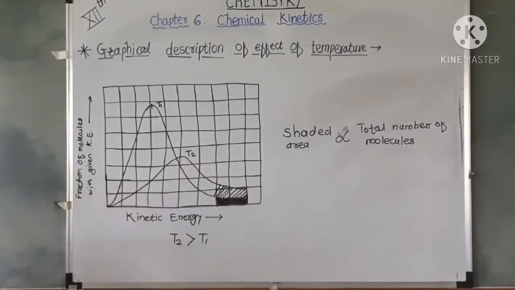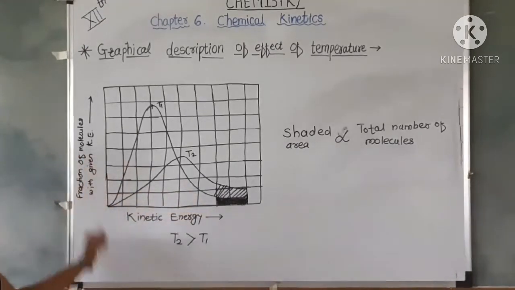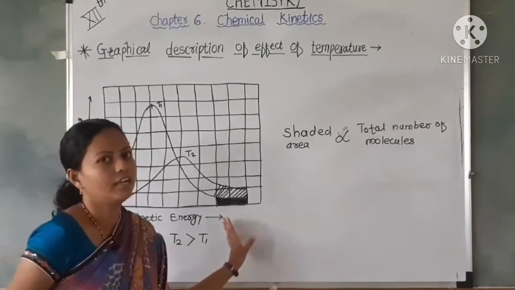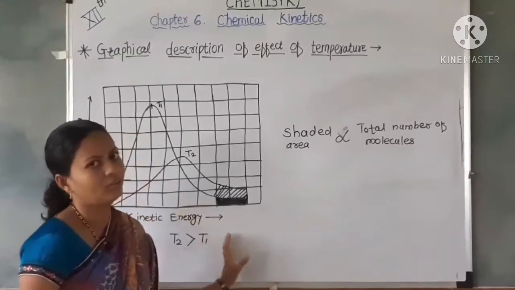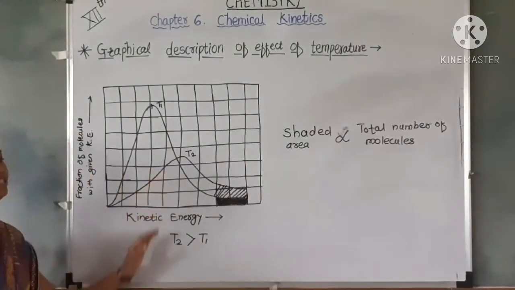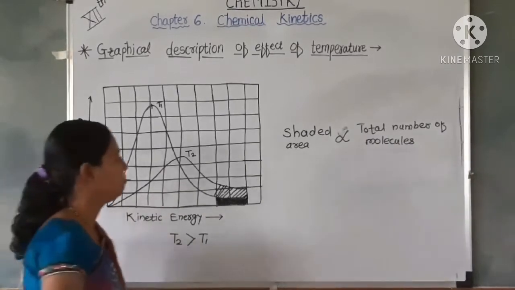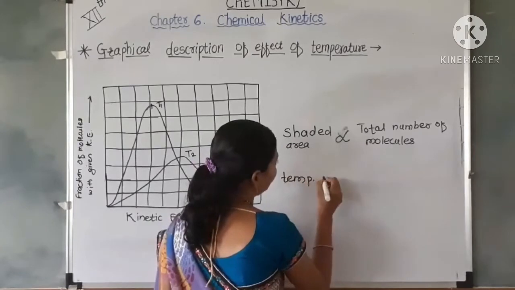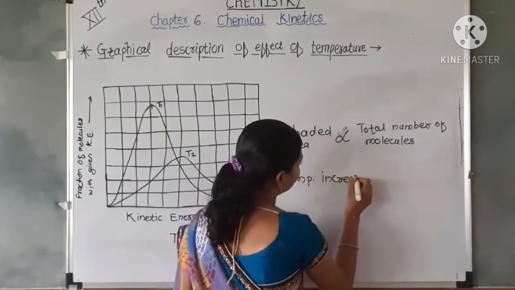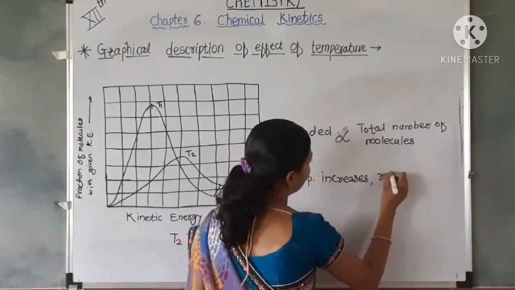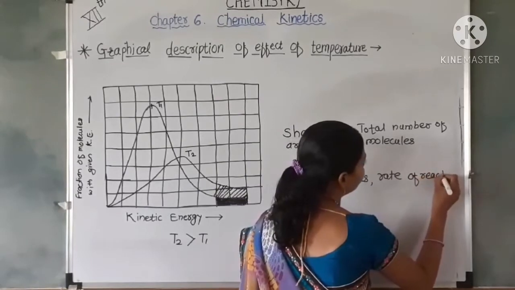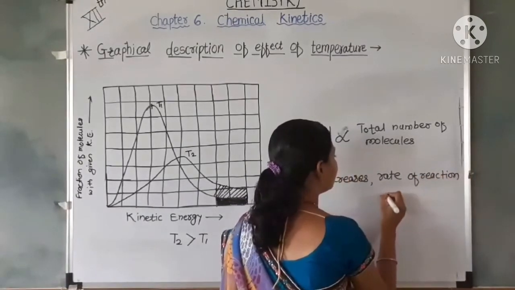From this we know that the area represents the fraction of molecules with kinetic energy exceeding the activation energy. Therefore, we can conclude from the graph that as the temperature increases, the rate of reaction also increases.